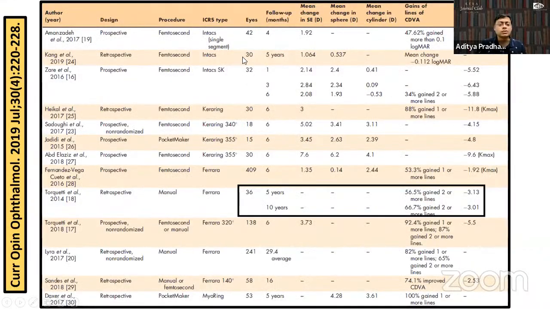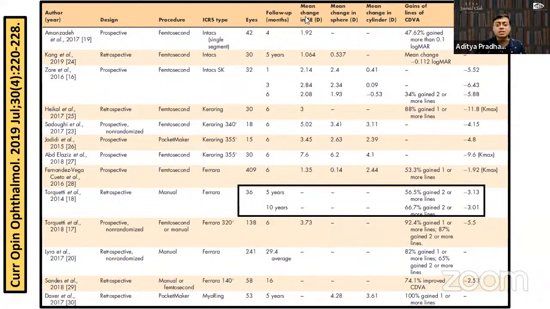Again, sorry for the busy table. This is from the 2019 publication in which they've included various studies. Again, if you see a combination of one ring, two rings. If you see this publication from 2014, in which a manual method was used to create the intrastromal tunnel, the Ferrara ring was used, 36 eyes were included. The follow-up period was, one part of the study was 5 years, the other part was 10 years.